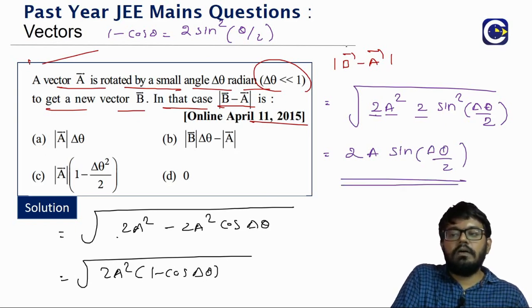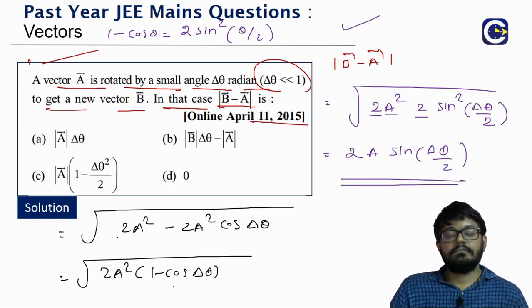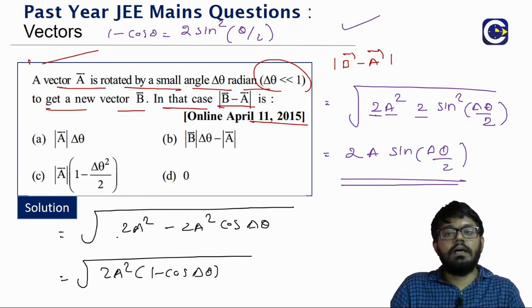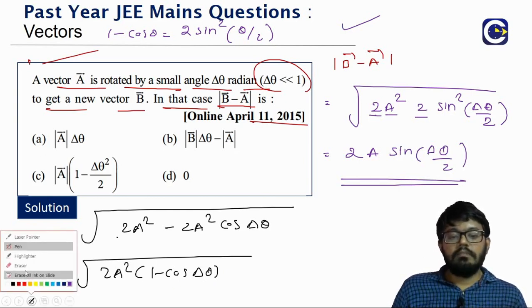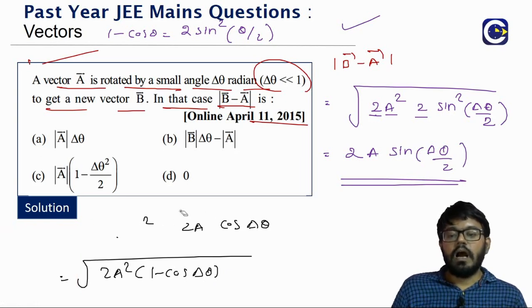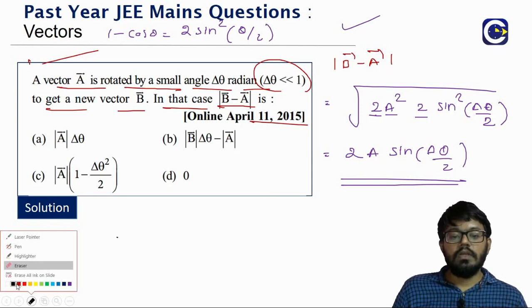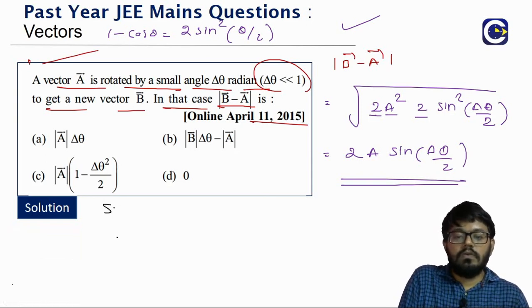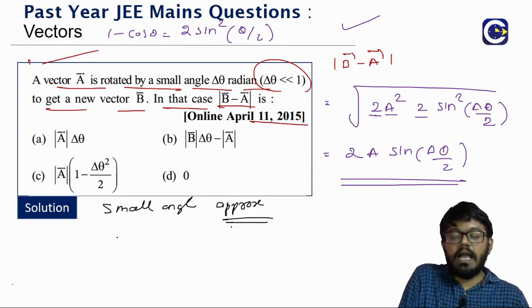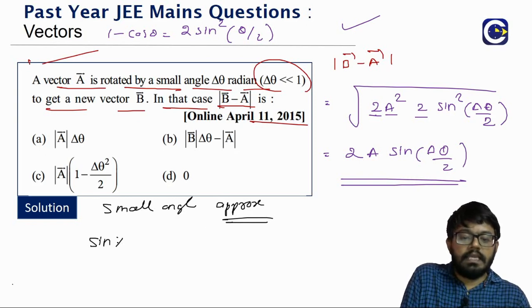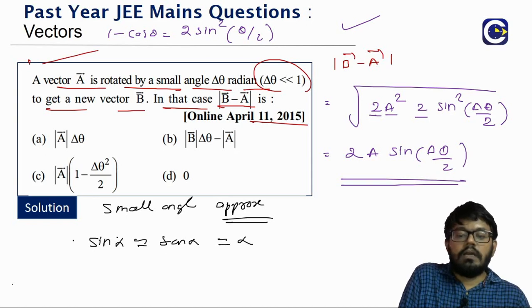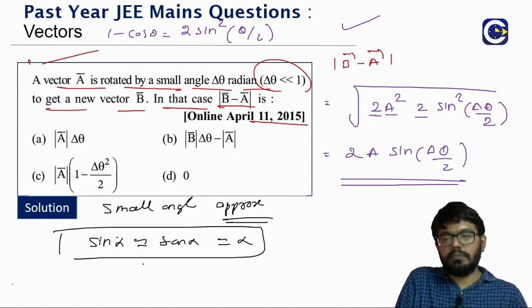This is the mod of b minus a. But if you look at it, none of the options are having sine, so it must be something to do with the approximation they are giving. What is the approximation they are saying? Delta theta is very, very small in comparison to 1. This is what we call the small angle approximation. If the angle is very small, then sine alpha will be almost equal to tan alpha, which will be equal to alpha. This is the small angle approximation.